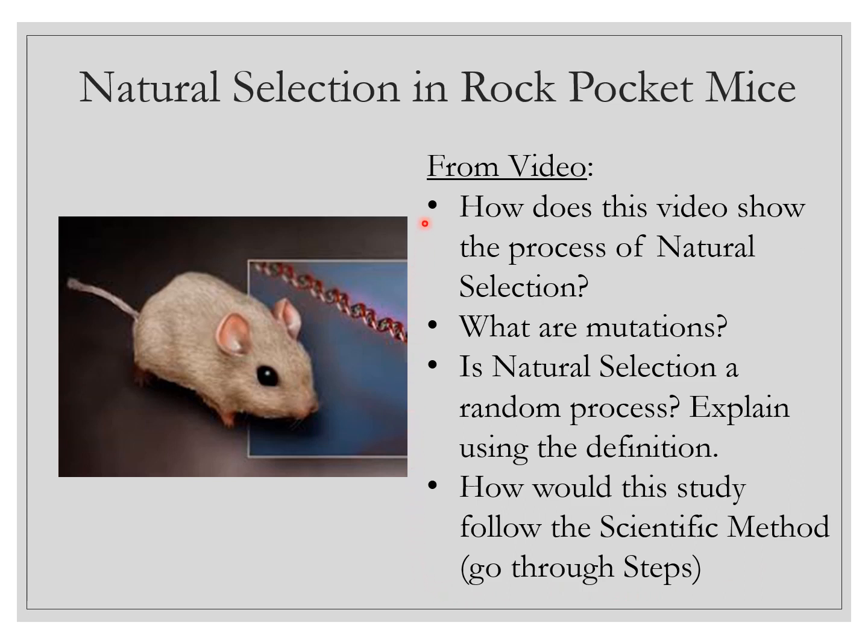So when you're watching the video, ask yourself, how does this video show the process of natural selection? So now that you know a little bit more about natural selection, how is that being shown in the video? What are mutations? They're going to have a great explanation of what mutations are, okay? What is natural selection? Is it a random process, right? And explain using the definition. So is it random or is it a thing that happens predictably?